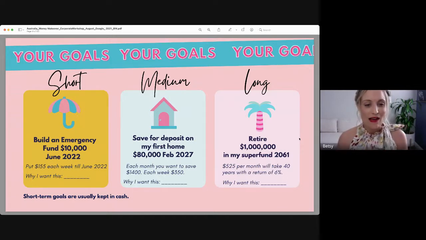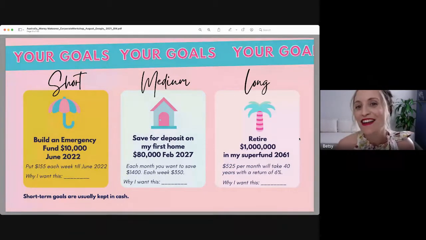You want to build an emergency fund up to $10,000 by June 2022. You might then start by putting aside $155 to be able to achieve that on time. A medium-term goal might be saving for a home. A long-term goal might be retiring with a $1 million+ super fund balance. What is really great about doing this is that once you know what and when and how much, you can really easily work out what it is going to take to get you there, what's the strategy, and it really becomes paint by numbers as to what you need to save or invest in order to facilitate that goal.